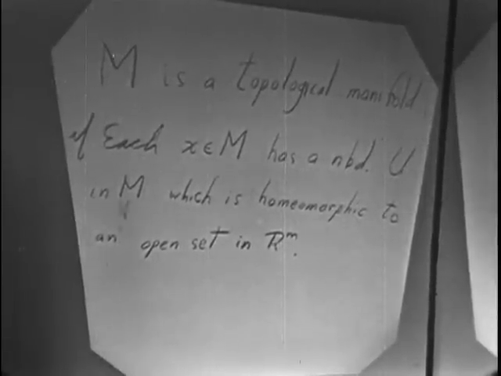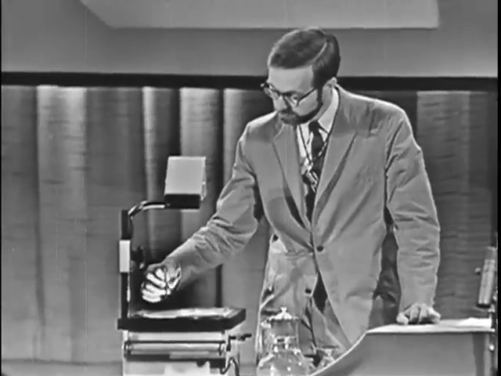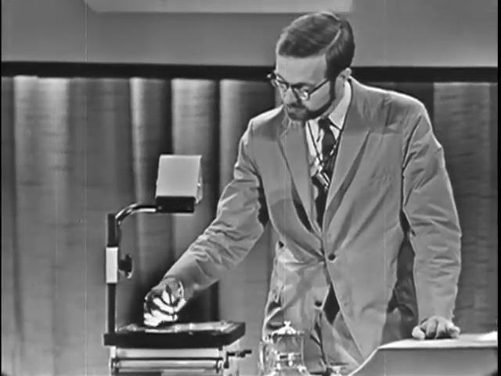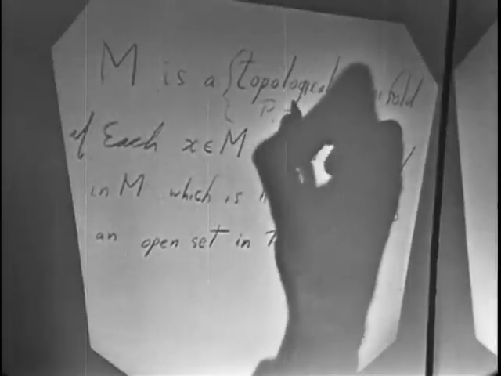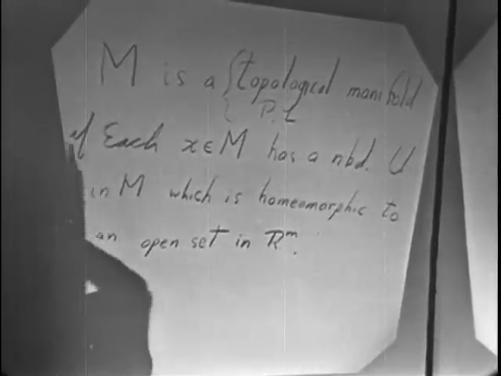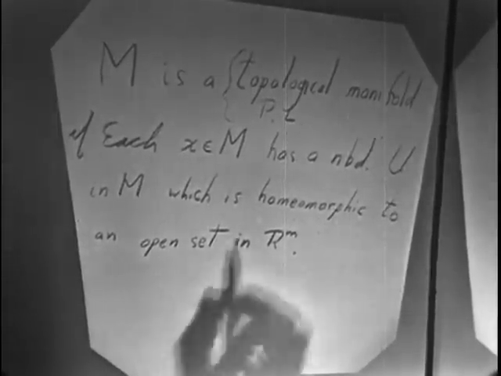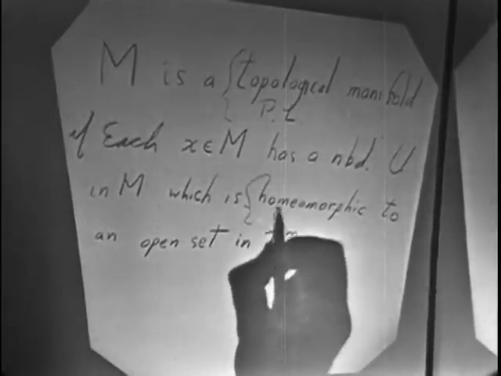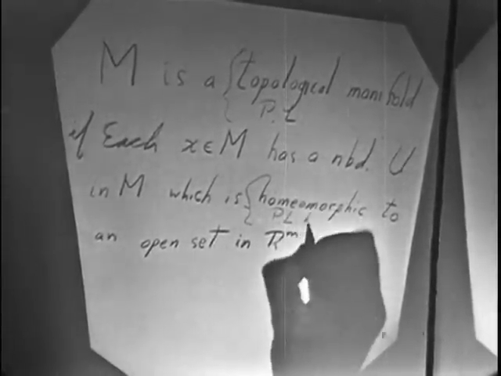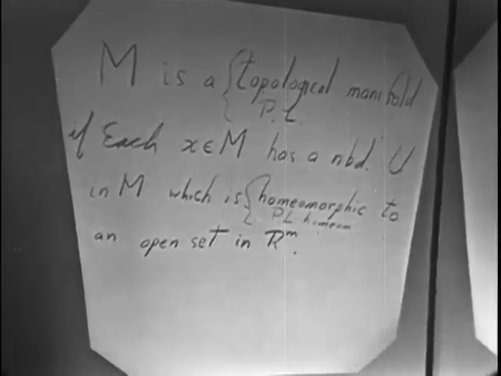And now, if we want to modify this definition so as to apply to one of the other categories, we just have to change a couple of words. For example, in place of topological, I can put piecewise linear. I'll use the abbreviation PL. In this case, the requirement is that each point in M has an open neighborhood U in M, piecewise linearly homeomorphic to an open set in Rm.